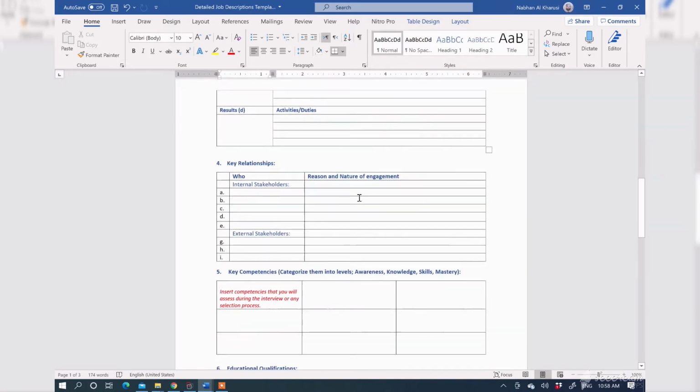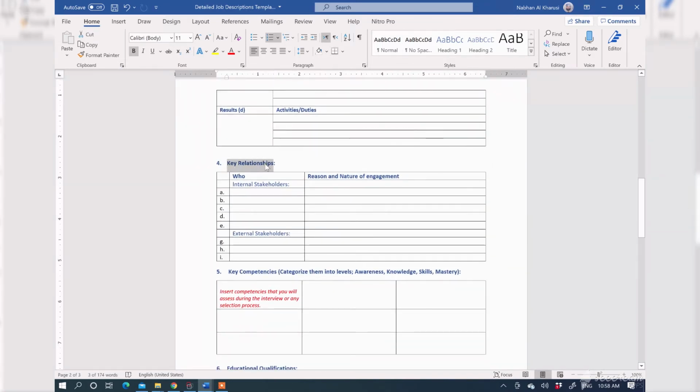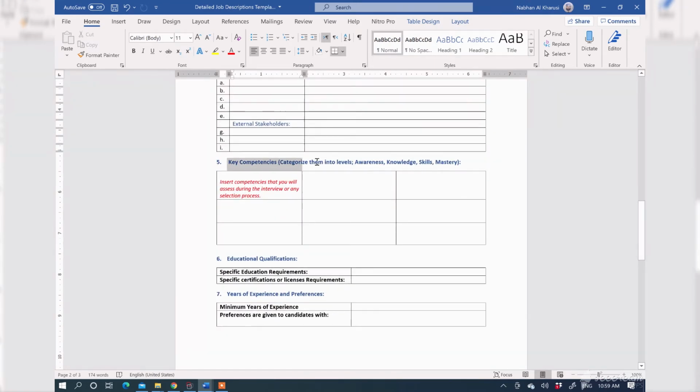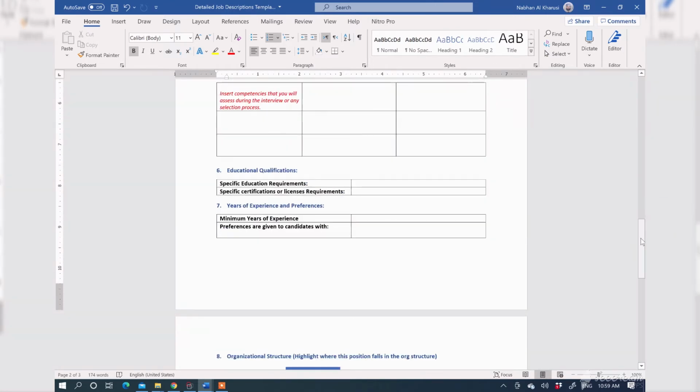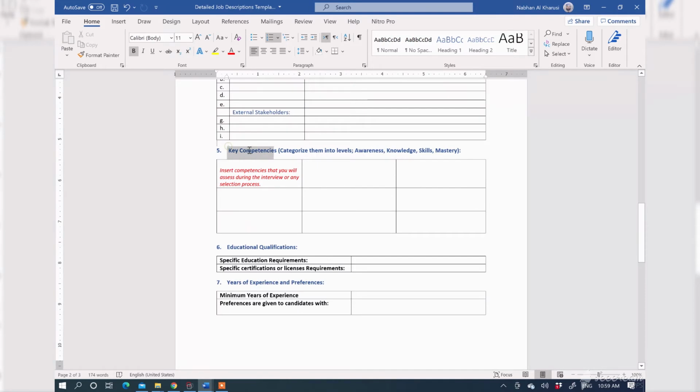The fourth element is about the key relationships. This particular employee is going to be interacting with different stakeholders. Some of them are internal, some of them are external, so we need to define that clearly. The fifth element is about the competencies, and we need to categorize them into levels of awareness, knowledge, skills, or mastery. And again, we need the key competencies not only to do the job selection, but also to do the competency development and training and development later on when the candidate is already on seat.